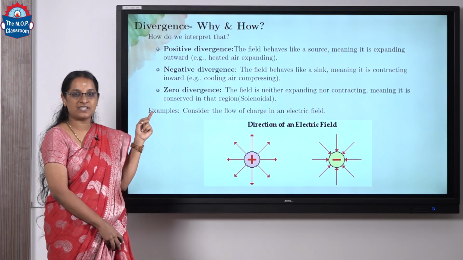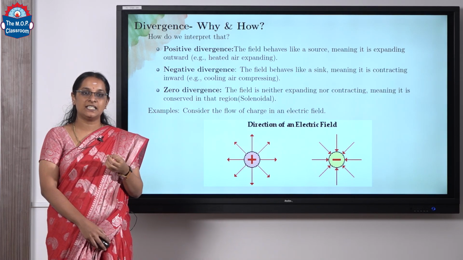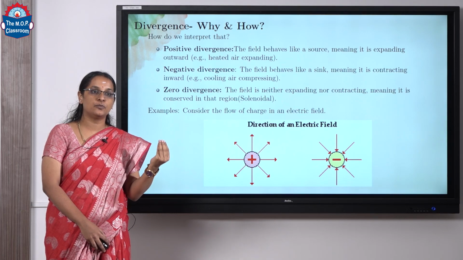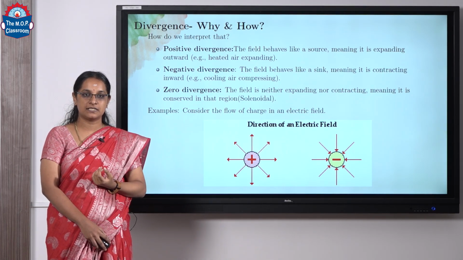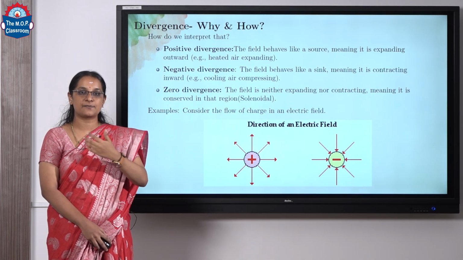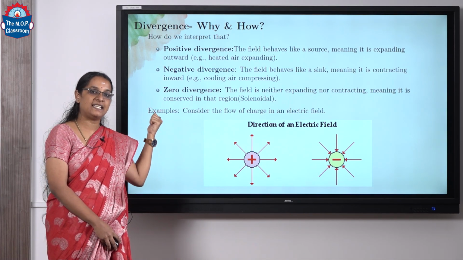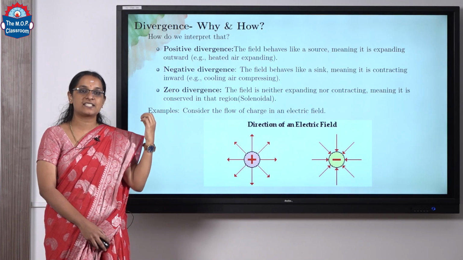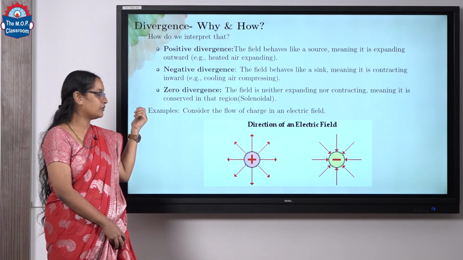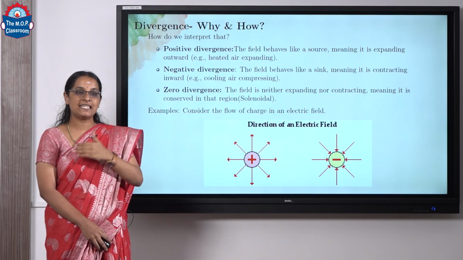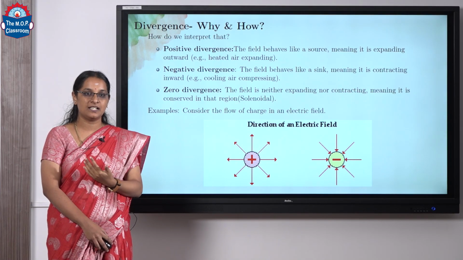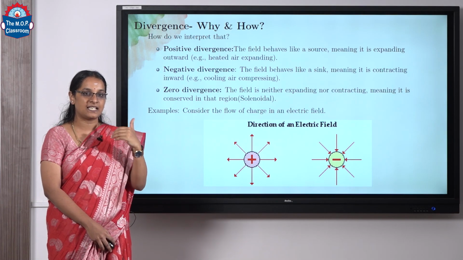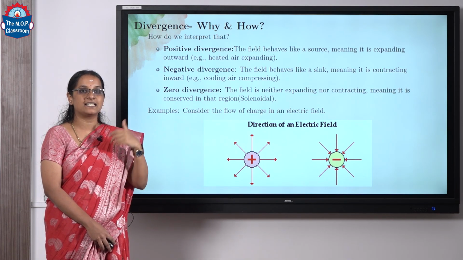Once you have a positive divergence, we call that a source, where the particles start to move outside the environment. That is, the outflow of the particles is more. Whereas, when you consider a negative divergence, the inflow is more than the outflow. That is called a sink. When it is zero, that means the inflow and the outflow are equal to each other, and that is why it is called a solenoidal vector, and the divergence is zero. It is also called a conservative field.